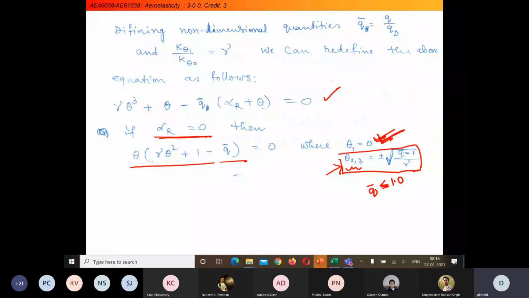What is the meaning of the imaginary root? Actually, the physical meaning of this is that beyond q bar equal to 1, those values will converge to theta 1 equal to 0. If nonlinear cubic terms are there, when q bar is greater than 1, then we will get some solution from here, which will be a real solution. Is it clear, whatever I am saying here?